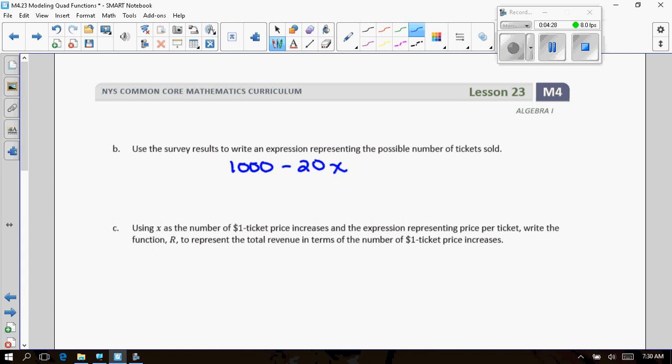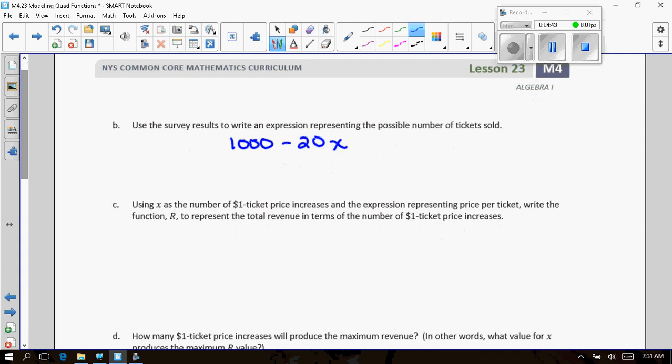Well, we're going to see if this actually is better to increase the price or not. So using x as the number of $1 ticket increases and the expression representing the price per ticket, write the function R to represent the total revenue. So our revenue, R of x, the revenue of our tickets, is equal to 10 plus the dollar increase, there's our price of our tickets, times how many seats we're actually going to have. We're going to have 1,000 minus 20 for every ticket increase.